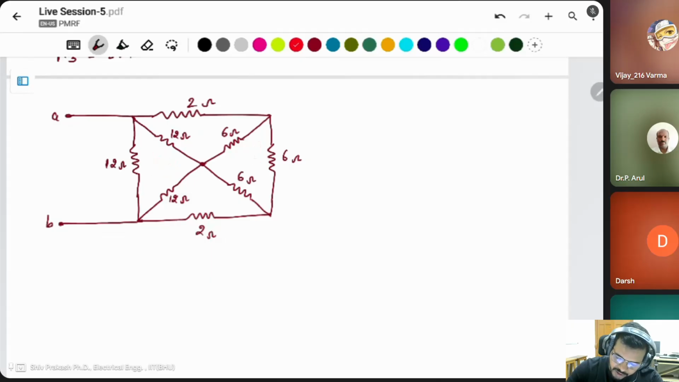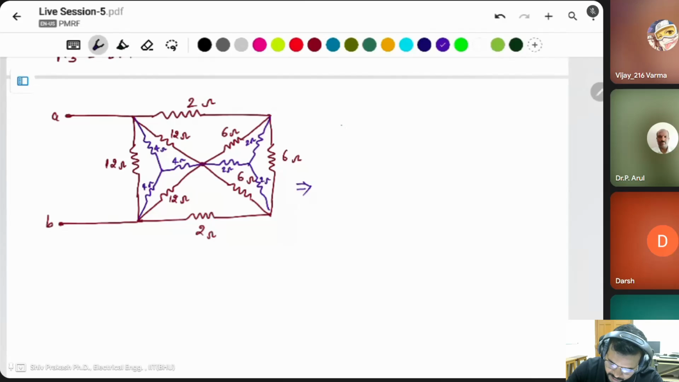Then we can convert these two into star. These three resistances also convert into star. With the same resistances, if you want to convert delta to star, you have to divide by 3. Then 12 divided by 3 is 4 ohm. This is also 4 ohm. This is also 4 ohm. And 6 divided by 3 means this will be 2 ohm. This will be 2 ohm. This will be 2 ohm.